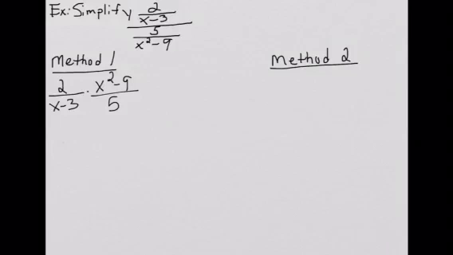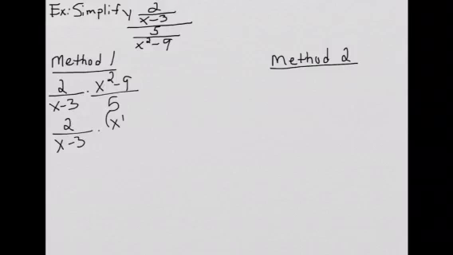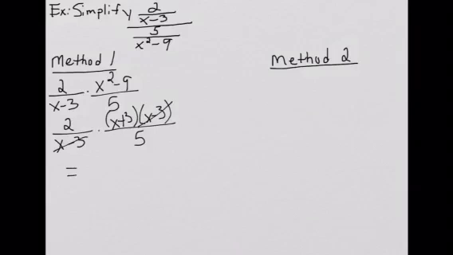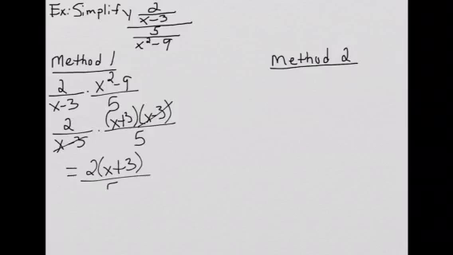Now one thing to notice is that x squared minus 9 can be factored. That factors into x plus 3 times x minus 3, difference of squares, over 5. Now what we see is that the x minus 3's cancel each other out. And so what we're left with is 2 times x plus 3 on the top, over 5 on the bottom. And that's our answer. That's as far as we can go. Okay, so that's method 1, using the keep, change, flip method.